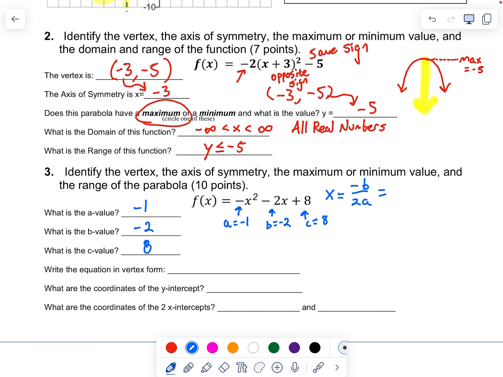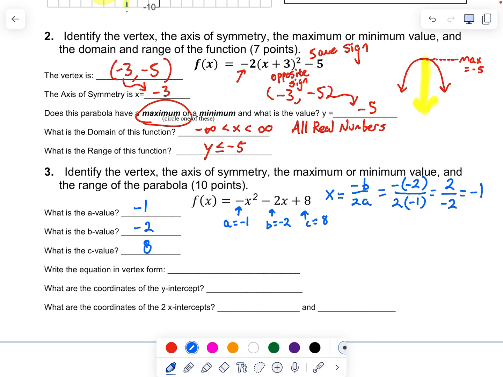So, the vertex we were finding, and that is -b over 2a, and we said b was -2, so we'll put that in place of b, and a is -1, so we'll put that in place of a, and we see that x is equal to 2 over -2. x is equal to -1.